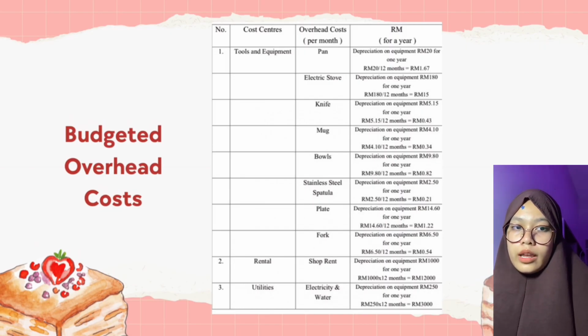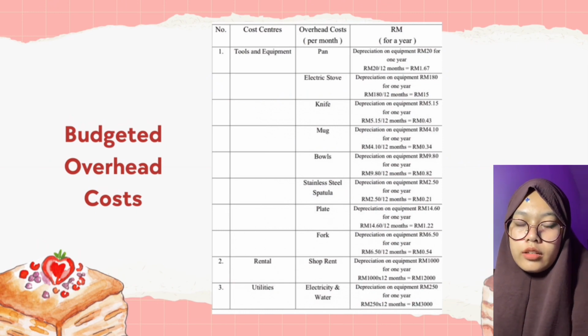For the shop rent, we need the depreciation of equipment, so we need it for 1 year. So we need to multiply the cost by 12 months. Then you will get the answer, which is 12,000.